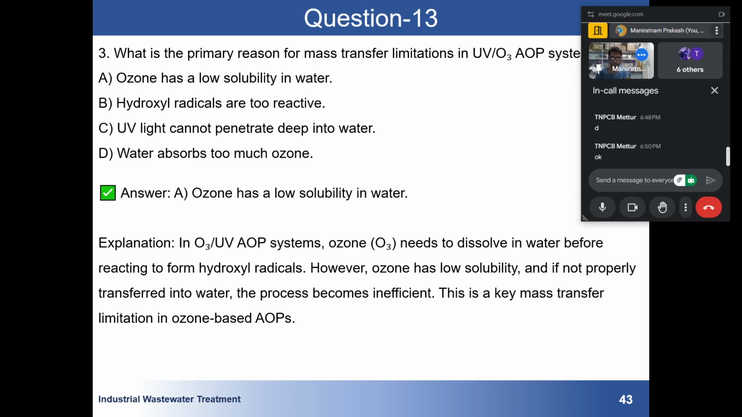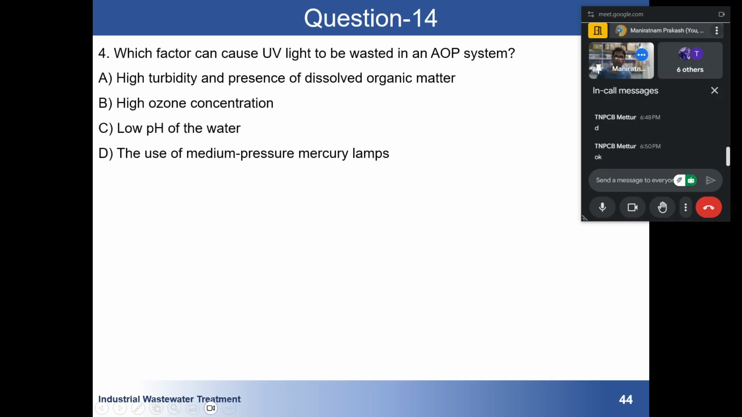In ozone based AOP, ozone needs to dissolve in water before reacting to form hydroxyl radicals. However, ozone has low solubility and is not properly transferred into the water, so the process becomes inefficient. This is the key mass transfer limitation in ozone based AOP. I hope this is clear to you. Next question: which factor can cause UV light to be wasted in an AOP system?